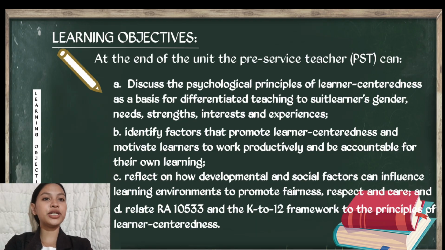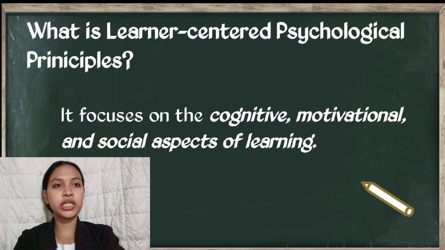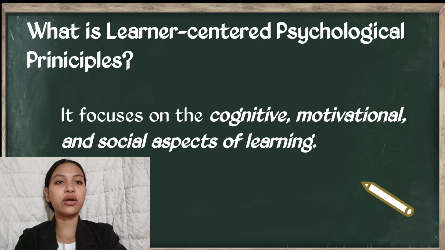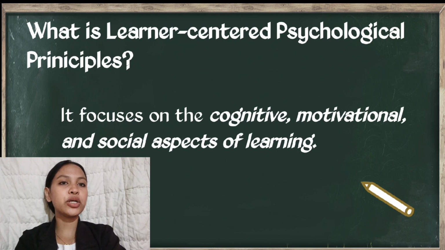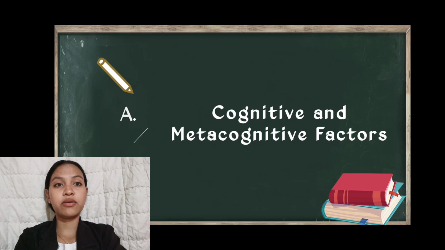So what are learner-centered psychological principles? They focus on the cognitive, motivational, and social aspects of learning. They emphasize the importance of students' engagement, goal setting, and the role of real-life experiences in education. One category under this is cognitive and metacognitive factors, which I will explain further.